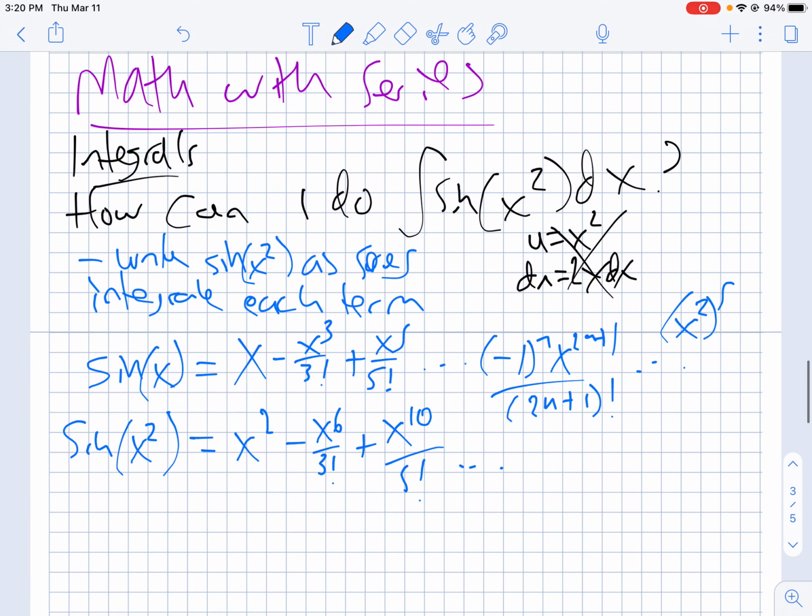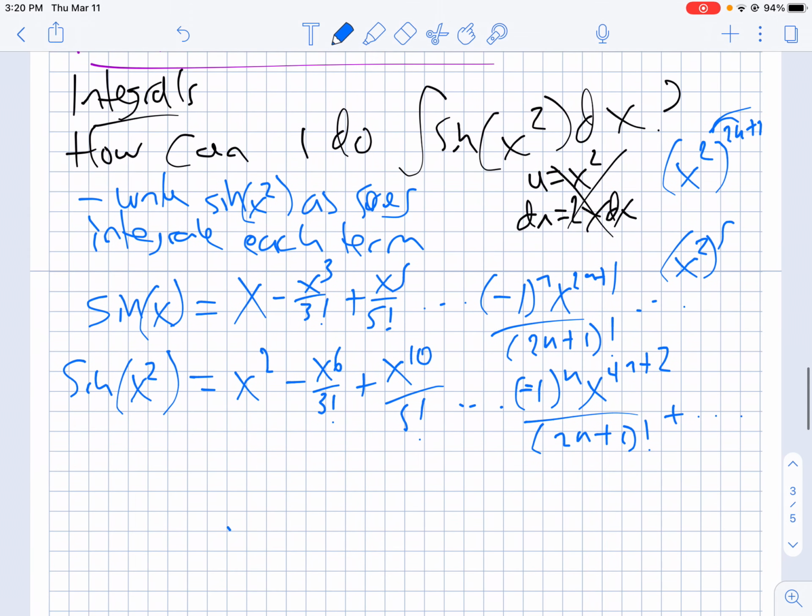And then for the general term, we have x squared to the 2n plus 1, so we just have to distribute that out. So that is negative 1 to the n times x to the 4n plus 2 divided by 2n plus 1 factorial. Again, we're just using the general term to start with instead of trying to come up with our own.